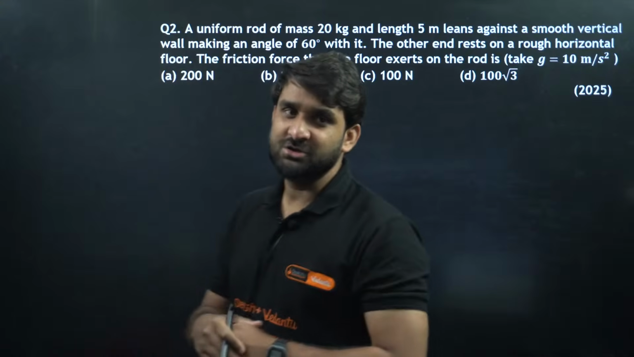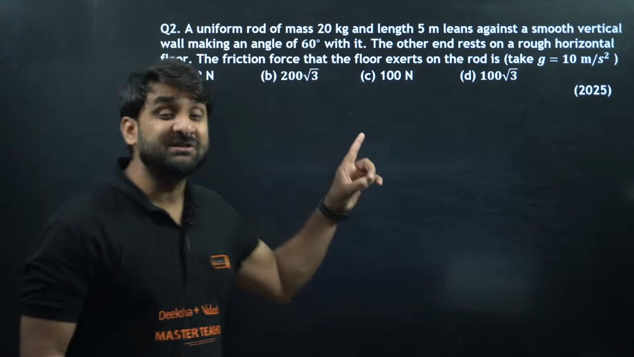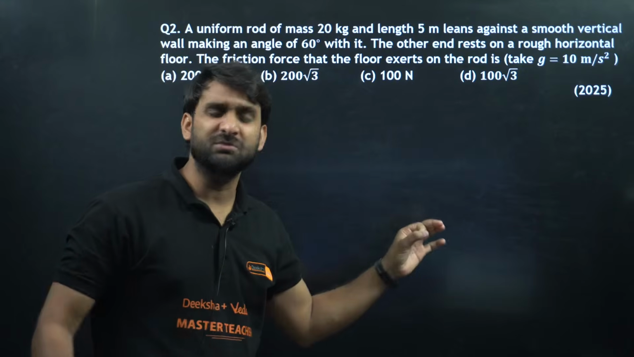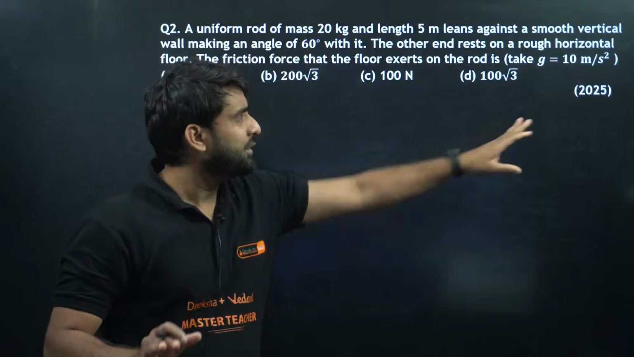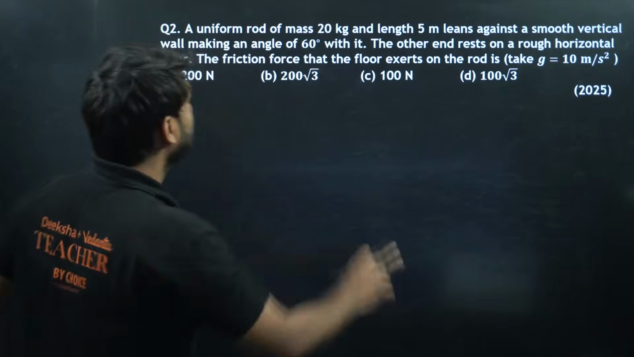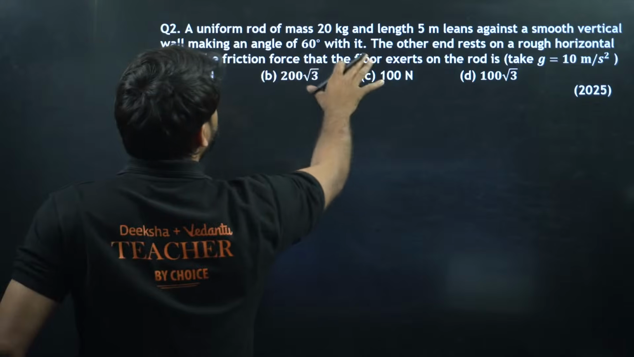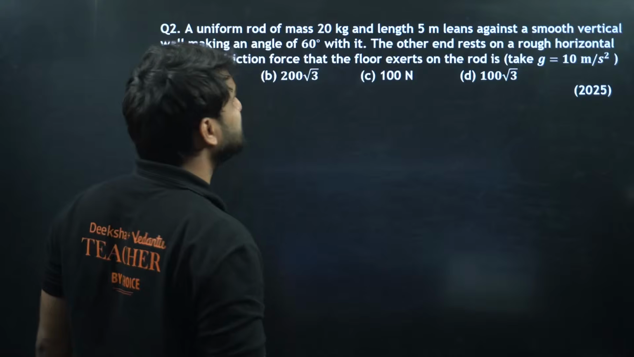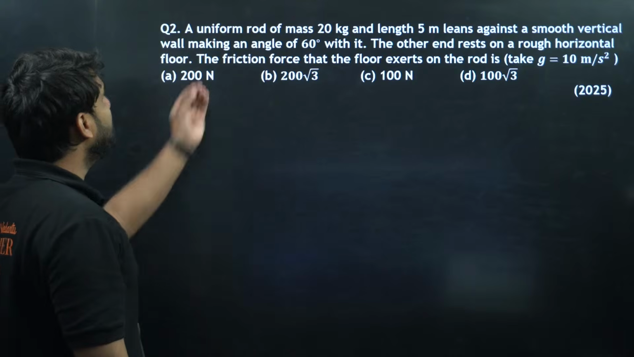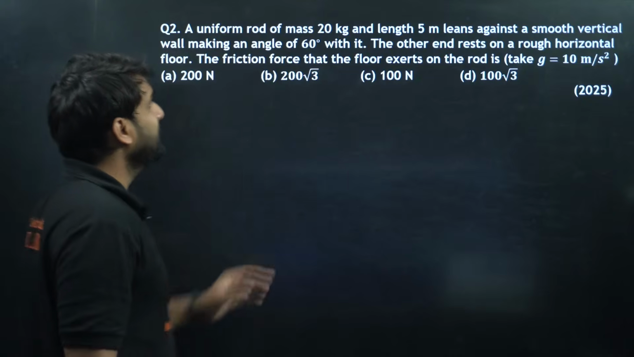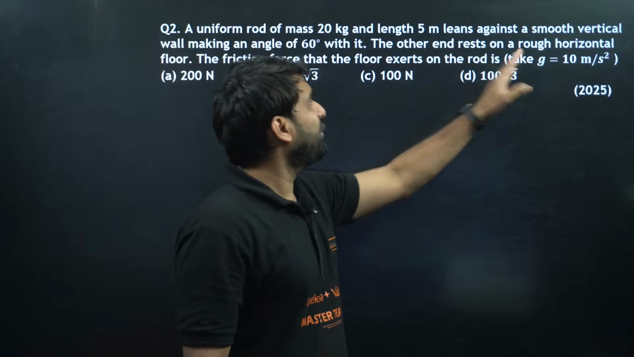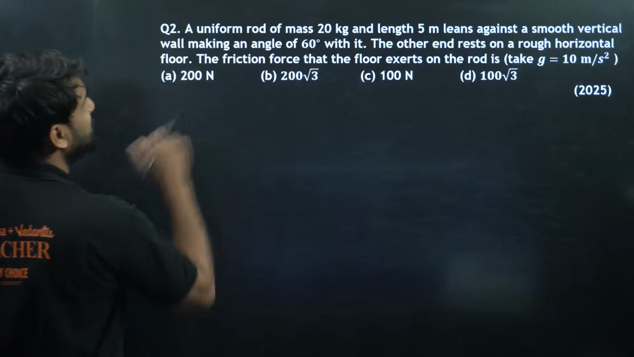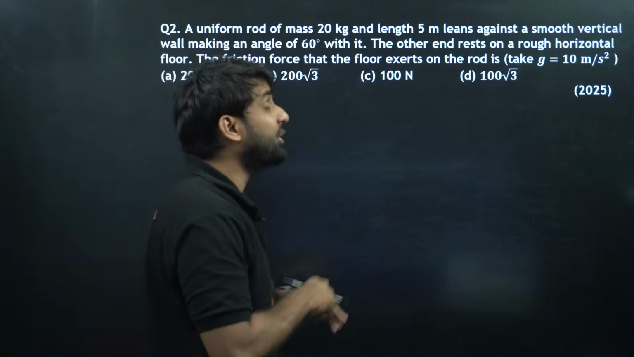So look at the question, champion. This is from the previous year, from the question paper of 2025, just the previous year, NEET. A uniform rod of mass 20 kilogram and length 5 meter leans against a smooth vertical wall, making an angle of 60 degree with it. The other end rests on a rough horizontal floor. The friction force that the floor exerts on the rod.